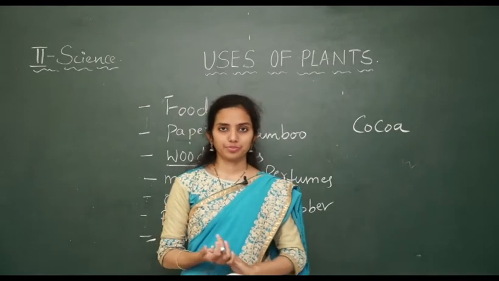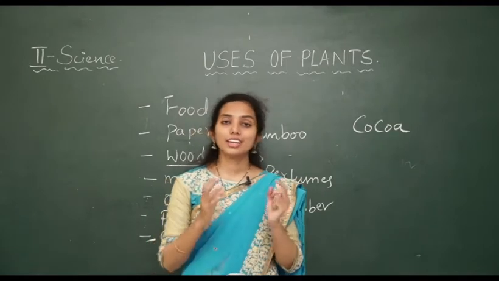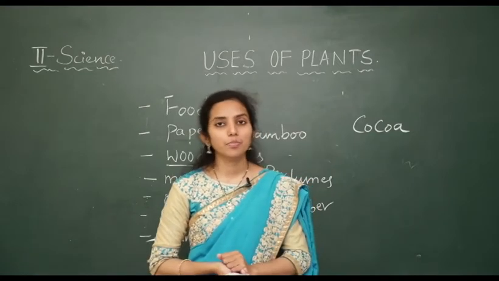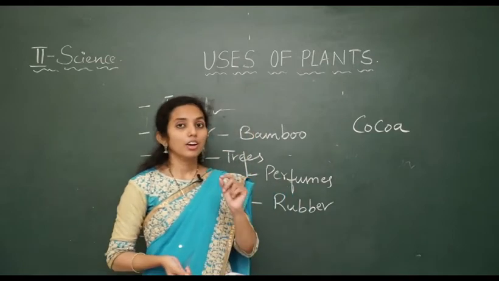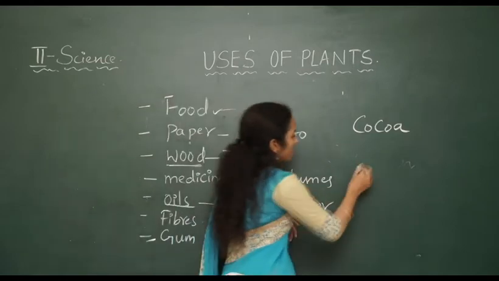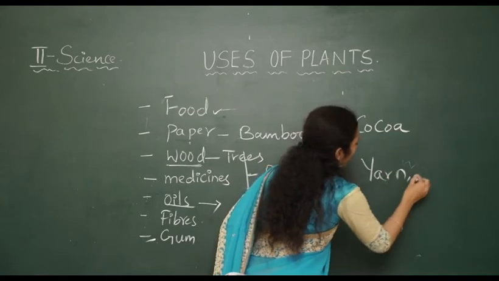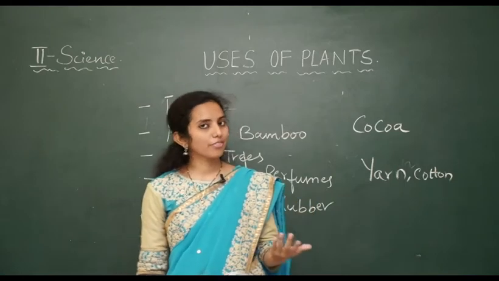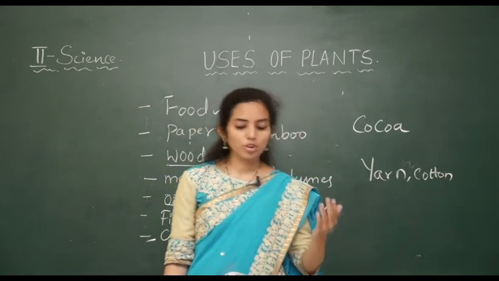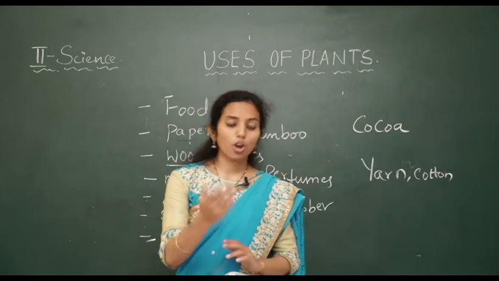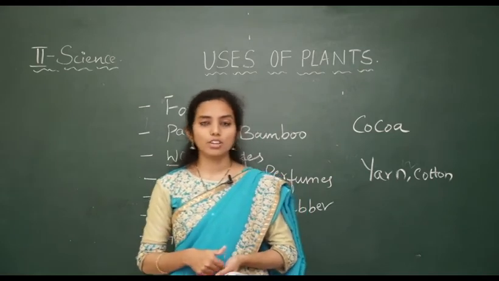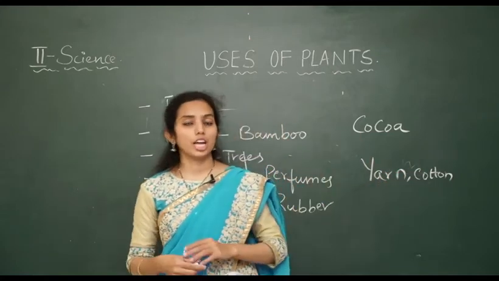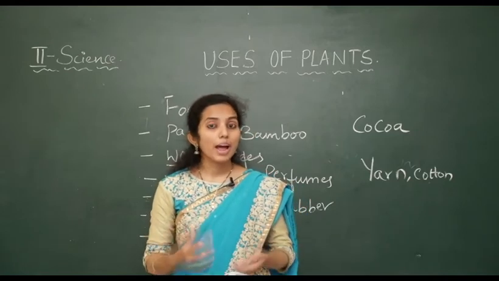So fibers, the raw material that is used to prepare different types of fibers is extracted from the plant. The main ingredient is yarn and cotton. Cotton we get from the cotton plant, and we get cloth from the yarn, and yarn comes from the cotton fibers. So from the cotton we get yarn, and from yarn we make different types of clothing. So see how plant is helping.